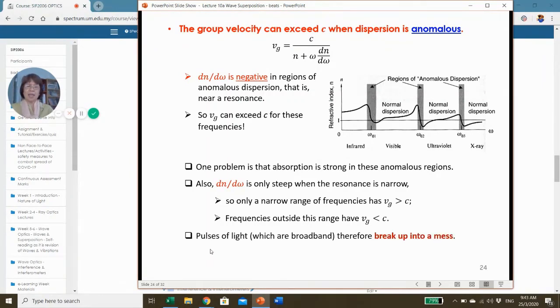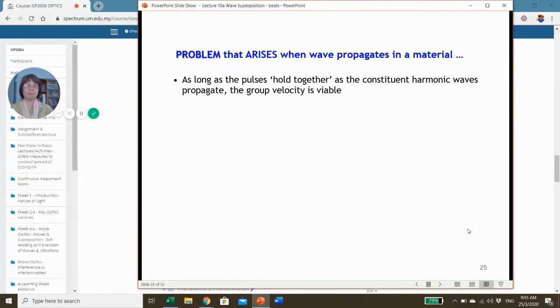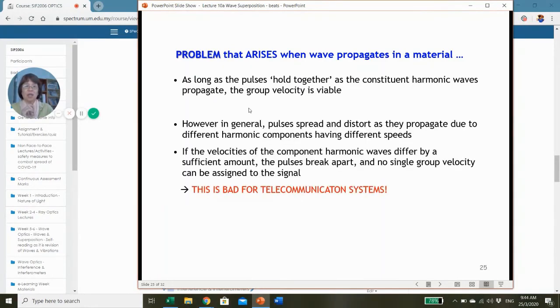The problem that we encounter would also be that pulses of light, which are broadband, would then break up. So what do we mean by that? When the wave propagates in a material, as long as the pulses hold together as constituent harmonic waves propagate, the group velocity is viable. But in general, these pulses spread. As they spread, they are superposed and they will distort as they propagate because each of the harmonic components travels with a different speed. So if the velocities of the component harmonic waves differ by a sufficient amount, the pulses will break apart and no single group velocity can be assigned to the signal. And this is definitely not good for telecommunication systems.